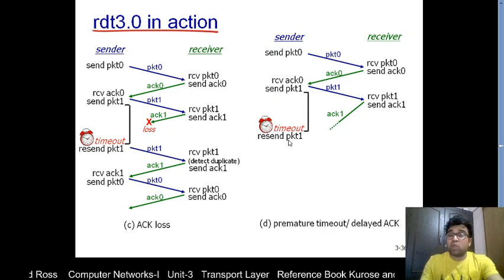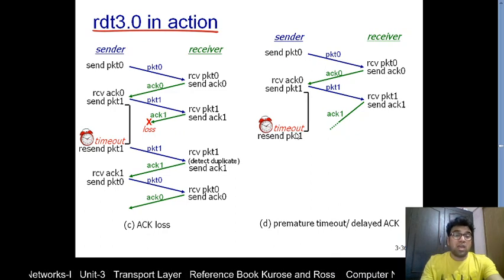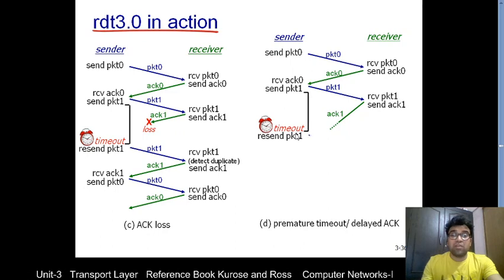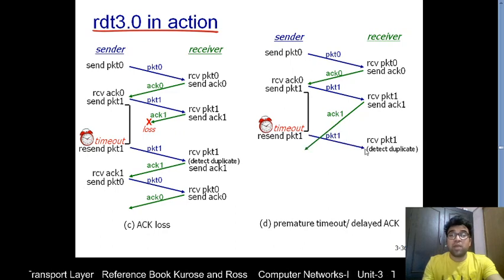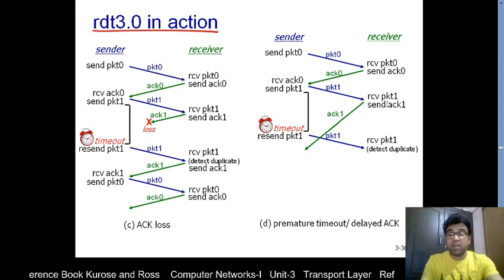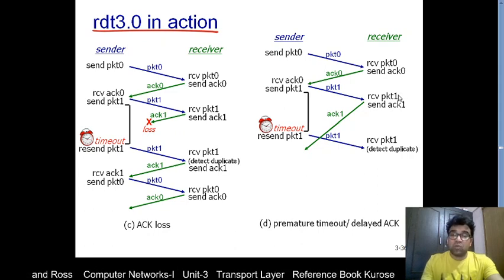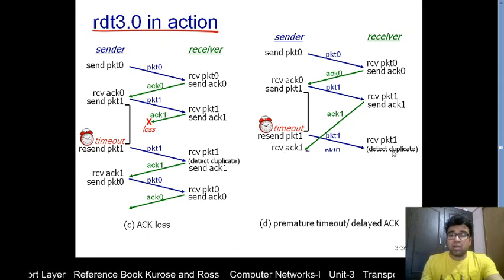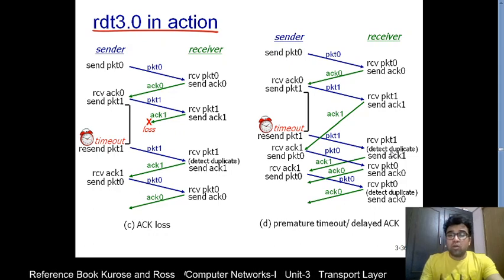before the timeout occurs, and once the timeout happens at the sending side, it will retransmit the packet. But again this packet will be detected as a duplicate because the receiving side already has this packet with the sequence number 1, and once the receiving side receives it, it deletes it after detecting it as a duplicate packet, and the protocol will flow normally.